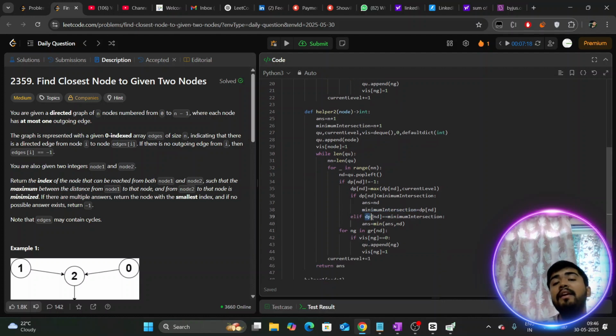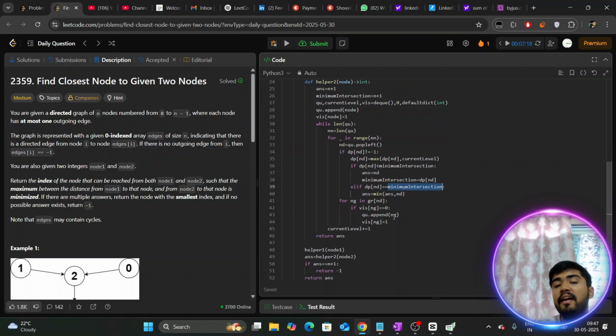And if it is equal to my minimum intersection point, then I have to check. My minimum intersection point stays the same, but this node can be one of my answers. Is it possible to consider it as my answer? Then I have to update my answer to whatever answer we are already considering, because if two nodes are giving me the same minimum time, then I have to consider the one at the minimum index. So I am taking the minimum of answer and node in that case, if it is equal to my minimum intersection point.